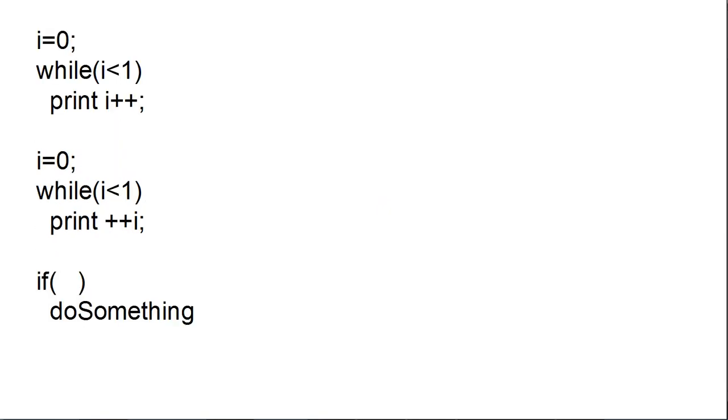Both programs say 0 is less than 1, so the next instruction should be executed. First time print 0, then y becomes 1. The program will finish its running on the next evaluation, that is, 1 is not less than 1. The second program prints 1, then y is equal to 1, so while evaluates to false.